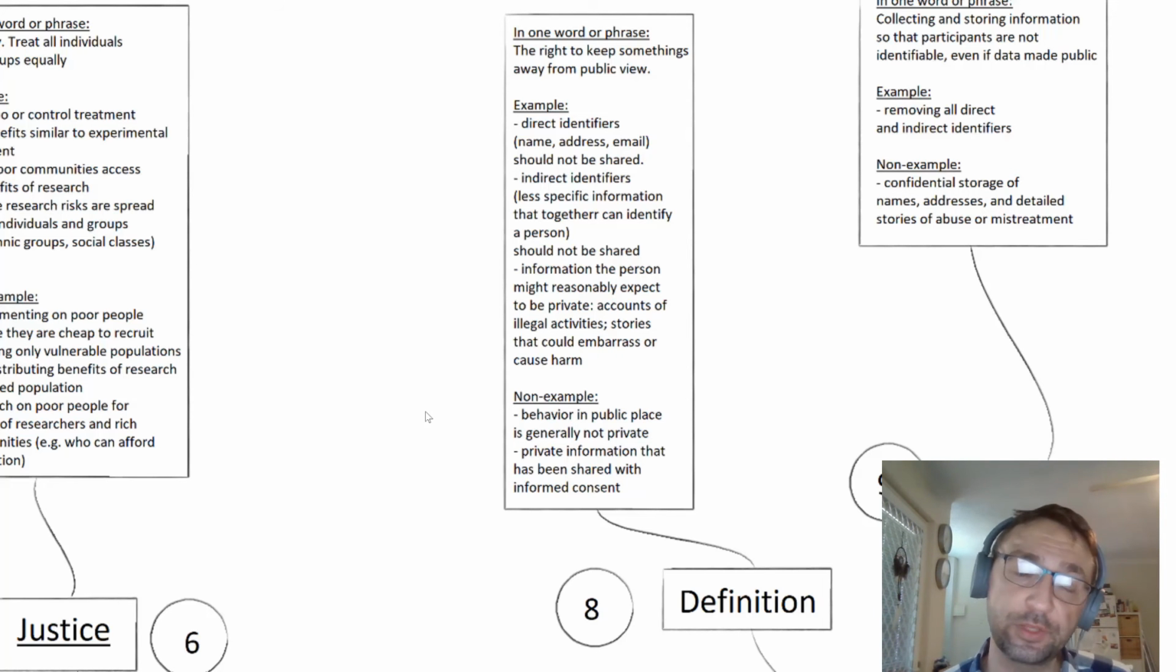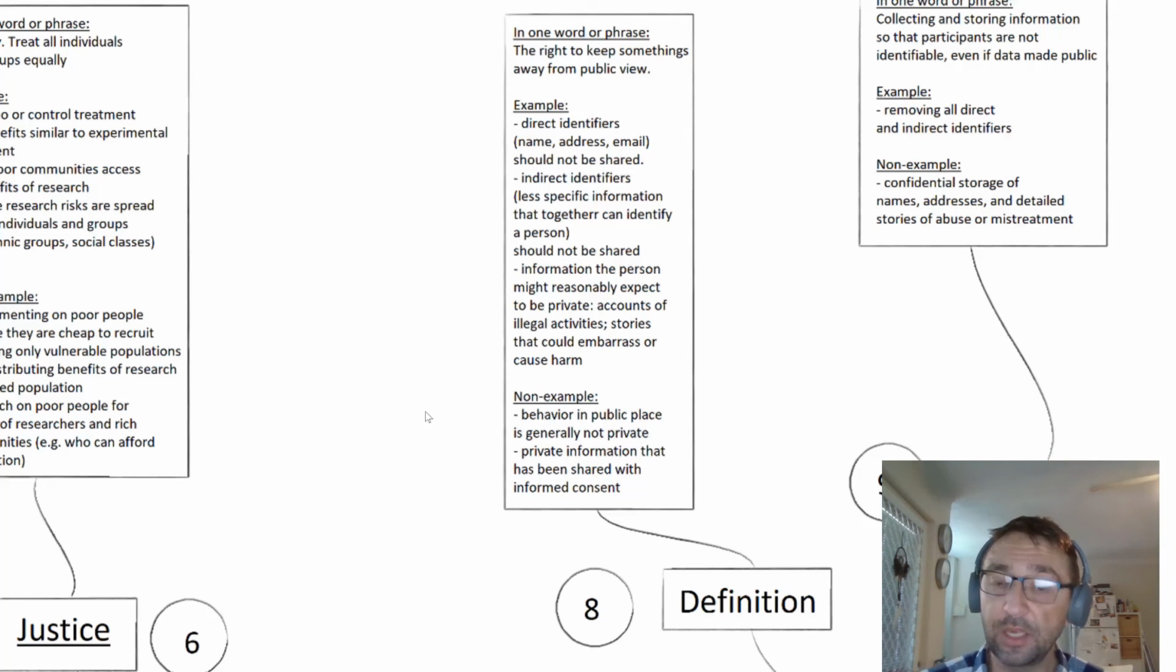And another one is that there's also a whole lot of things which you would expect privacy around. So things that any person might reasonably expect to be private. Accounts of illegal activities, stories that could embarrass or harm them. Note that there are some things which are generally not private, though again, this is not an absolute rule, but behavior in public places is generally not private.